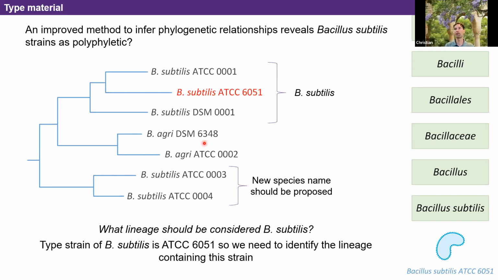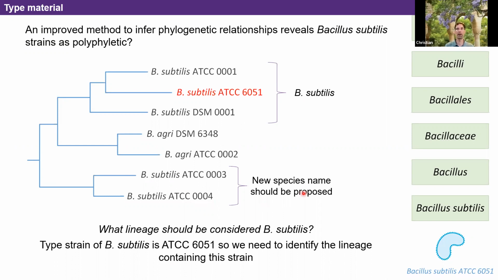So now the question is, what do we do with that? We need the type material. That's why it's really important. In that case, we know that this is the type strain, strain 6051. That is very helpful because it tells us the type strain is here. So that means that here is actually the species Bacillus subtilis, because it has the type strain. That also means that those other cultures that were named Bacillus subtilis are not Bacillus subtilis, and a new species name should be proposed for those.